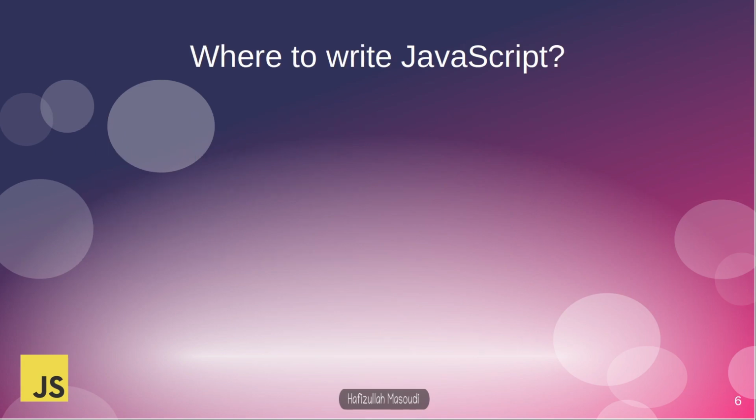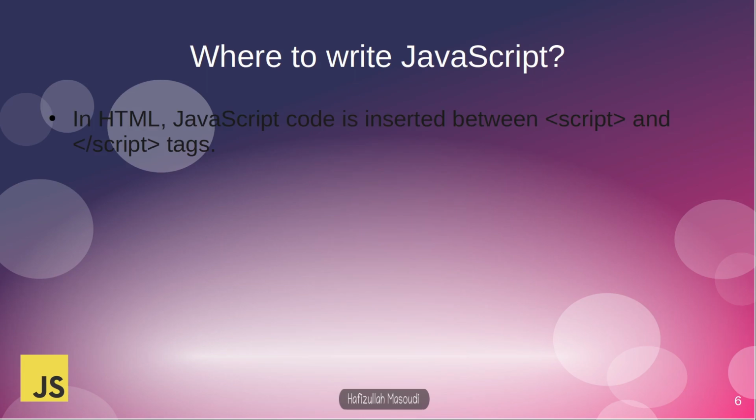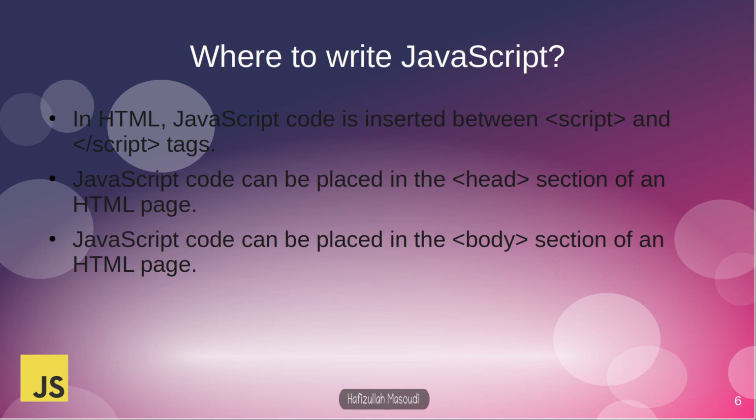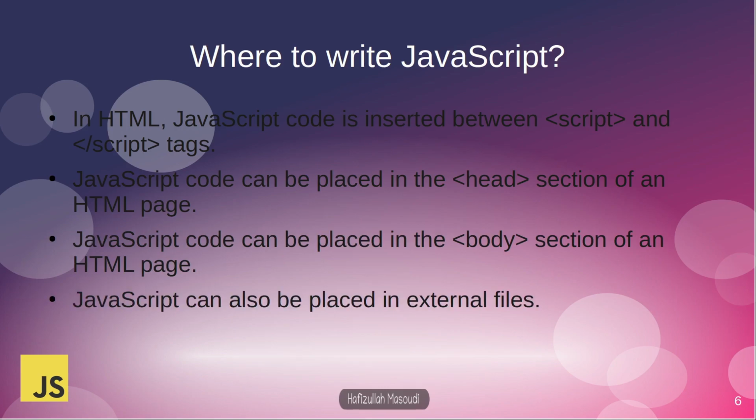Now the next thing is where to write JavaScript. So you can write JavaScript code inside script tags, so it will have an opening script tag ending with a closing script tag, and between them whatever you write will be run as JavaScript code. JavaScript code can be placed in the head section of an HTML page, or you can place it in the body section of the HTML page, or you can also place it in an external file.